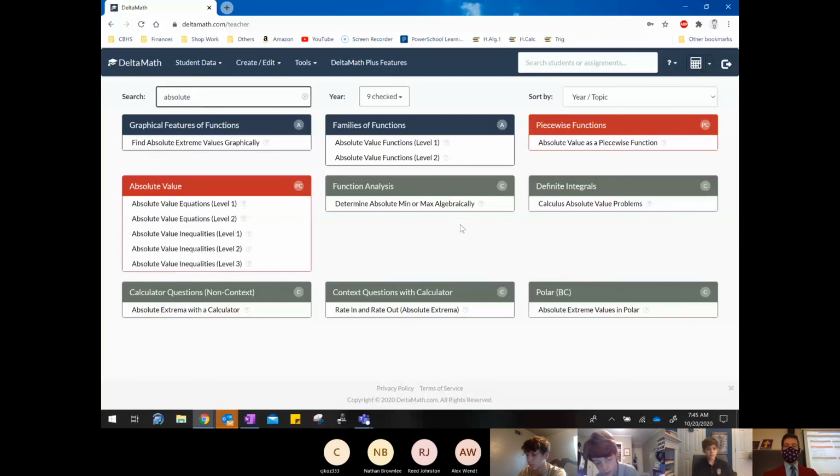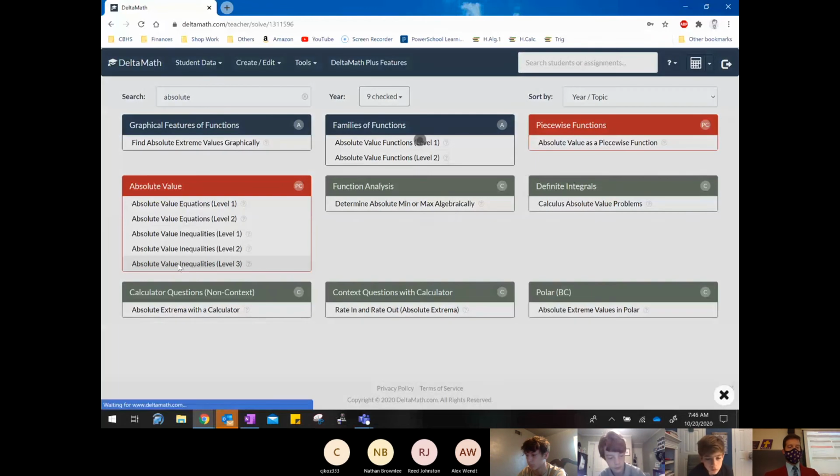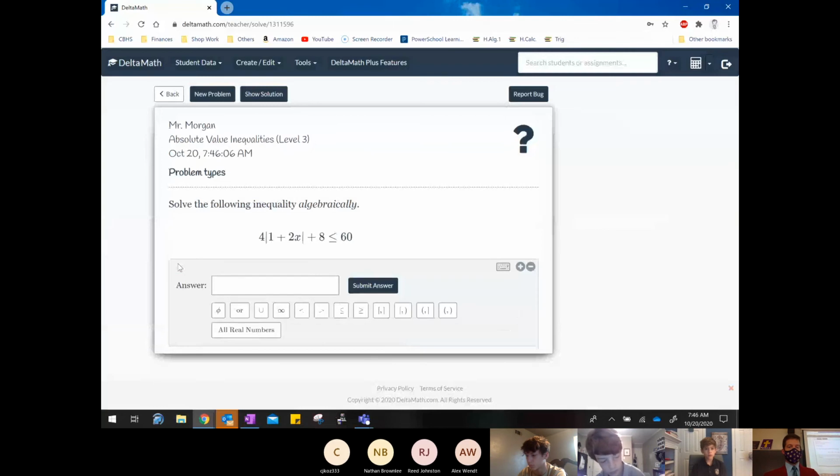How come absolute value inequalities? Am I overlooking something here, fellas? Level 3, maybe? That's right there. All right. Solve the following inequality algebraically. See, Lewis, that ain't what we're talking about, is it? Maybe it is. What did you say? Is this the problem type that you're asking about? It was sort of like that.